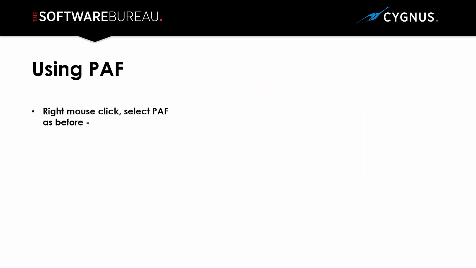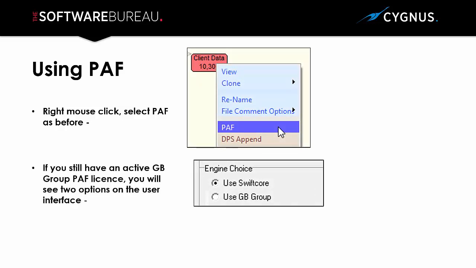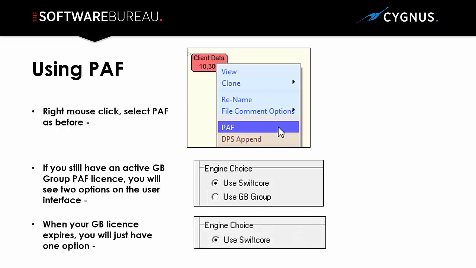Okay, so using PAF, as previously, you right mouse click and select PAF. If you still have an active GB Group PAF license, you will see two options as mentioned previously. If your GB Group license has expired, then you will just see the Use SwiftCore option.